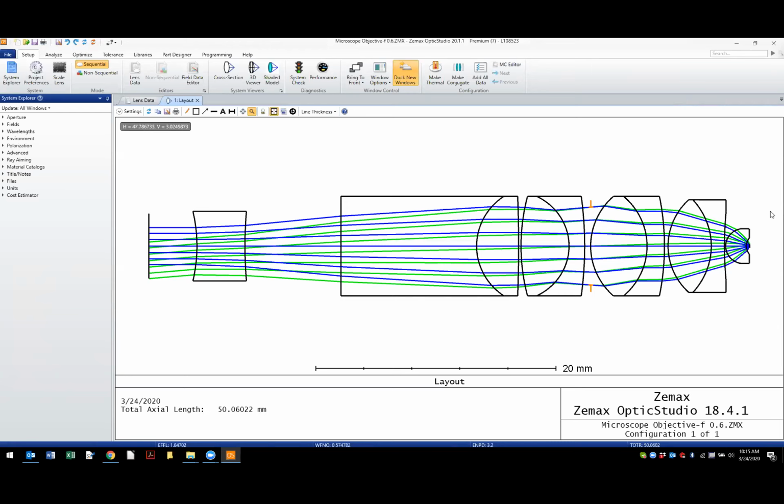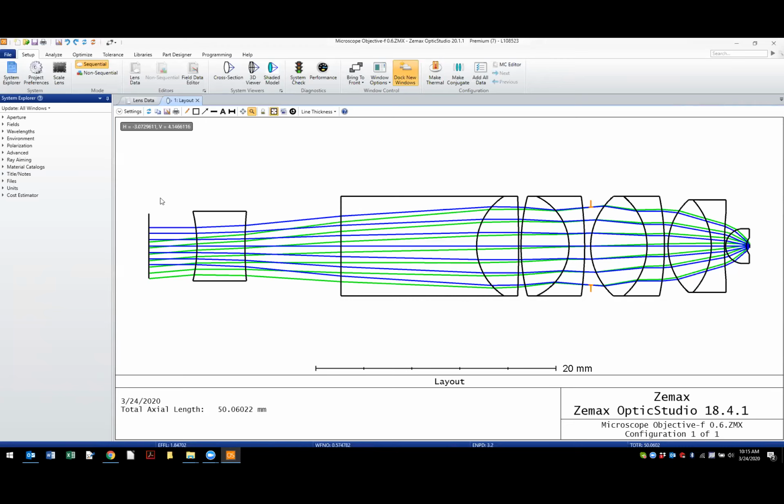So I can't vouch for the source of these. These may not be the most modern designs. What I can say is that it's a pretty good design. We're going to verify that in a moment when we start looking at spot diagrams and whatnot. But in the meantime, let's just look at this diagram.